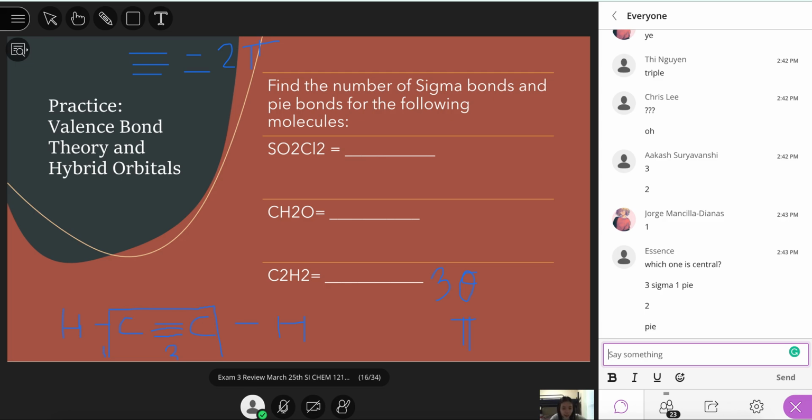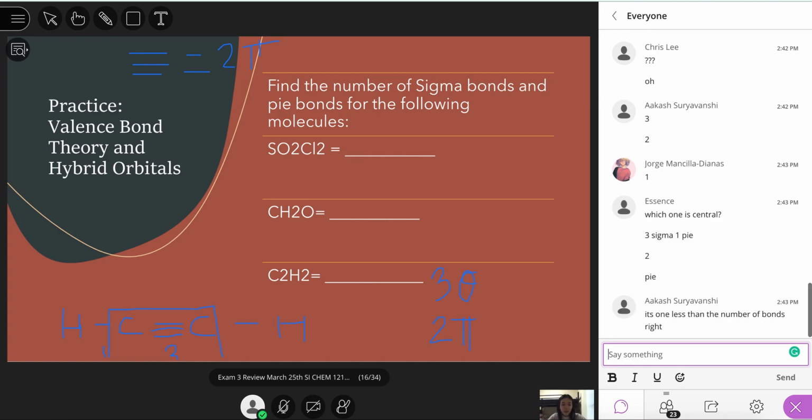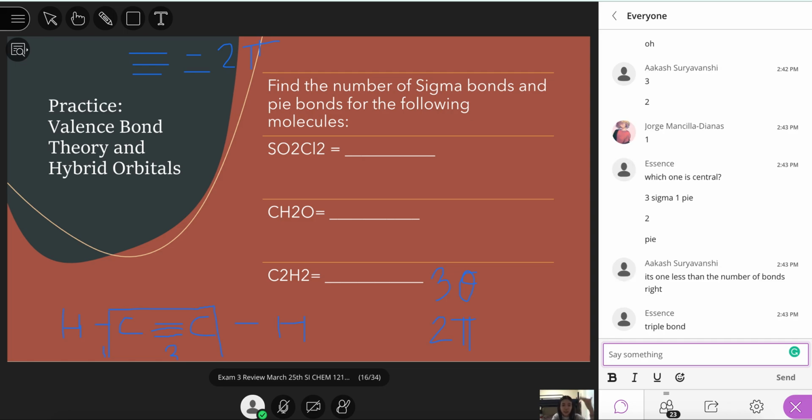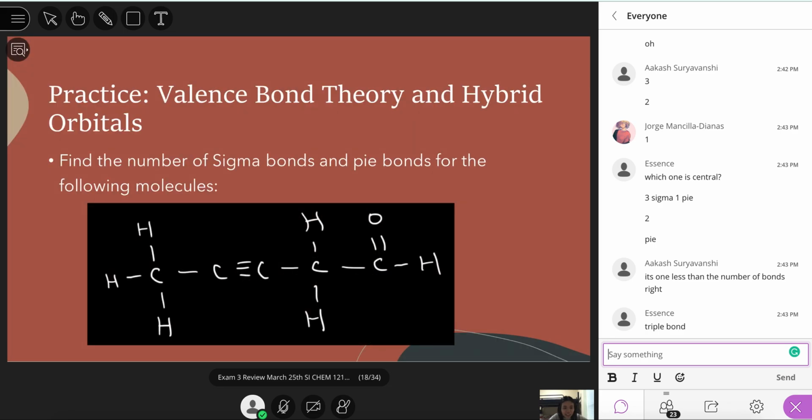And can anyone tell me why? Why is it not 1 pi? Why is it 2 pi? Does anyone remember what the trick or the pattern was? Yes, exactly. For double and triple, you just minus. Yeah, it's a triple bond. It's going to have 2 pi instead. And then if you have a double bond, it's going to be equal to just 1 pi. So, do we have any further questions on this part? Sigma and pi bonds? No? Okay. I'm just going to keep going then. That's the answer to that.